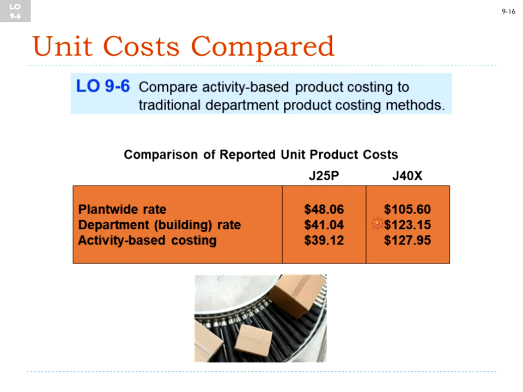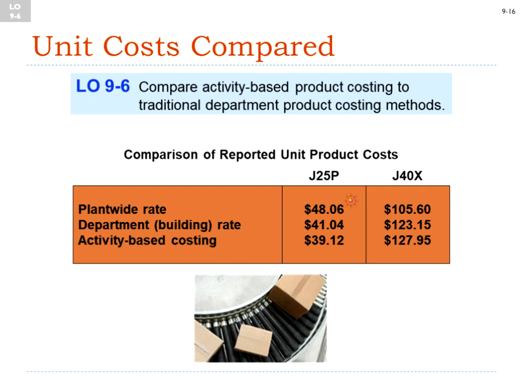And then finally, when you get to activity-based costing, it's even more accurate because you're breaking it down further. Instead of just breaking it down by department, you're breaking it down by activity. So the cost calculations further get refined, and so J25P ends up being allocated only $39.12 instead of the original $48.06.